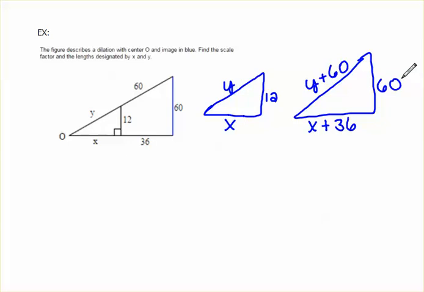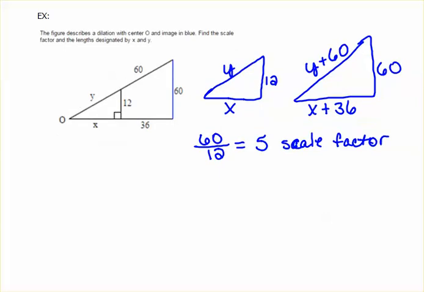So again, we want to compare the numbers that we have, and because we're blowing this up, we want a scale factor of greater than 1. So I'm going to take the 60 and put it over the 12 so that we get a scale factor greater than 1. And when we divide 60 divided by 12, again, we're going to get a scale factor of 5 in this case. So that means that each one of these sides is 5 times each one of these sides.